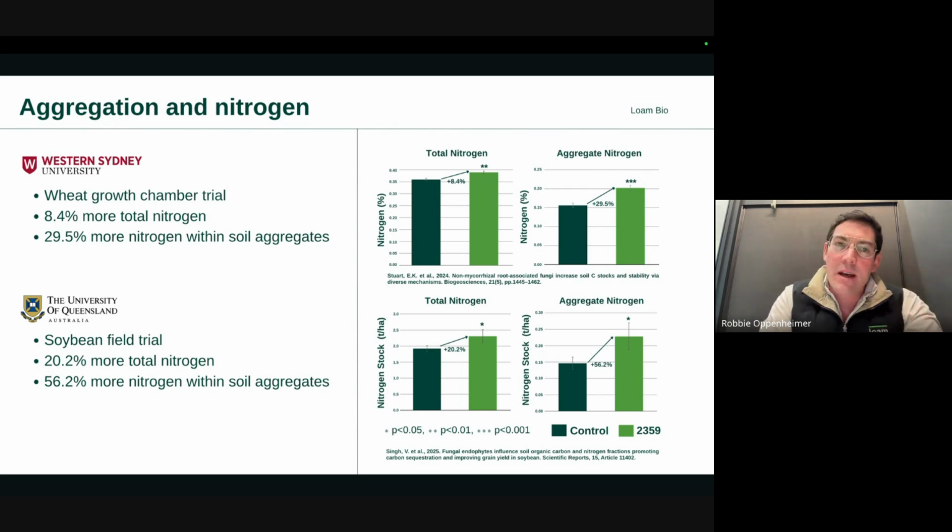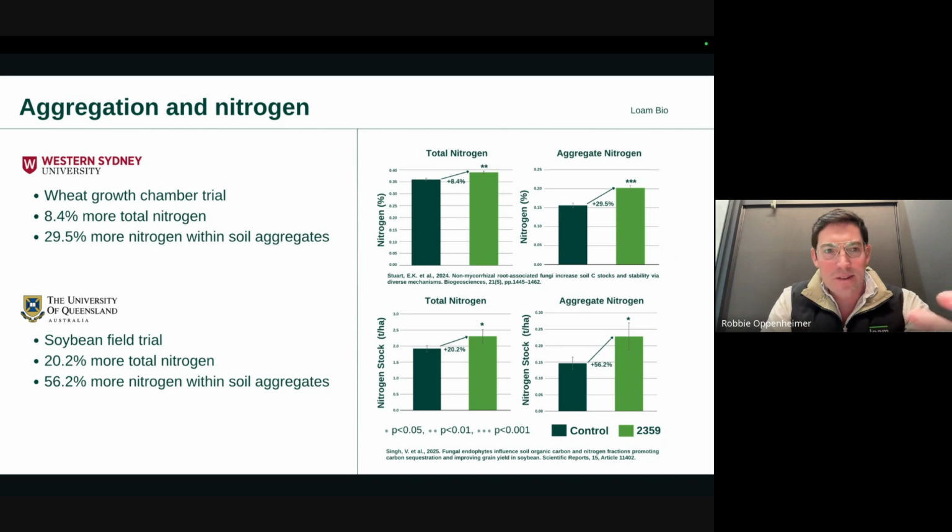What's actually really interesting about this specific trial is that it started off at 0.39% nitrogen. So just so everyone's on the same page, the initial conditions for this growth chamber trial were actually up here. It lost nitrogen in the uninoculated control and held on to nitrogen in the 2359 treated pots. How did it hold on to more nitrogen? Because there's more nitrogen in aggregates, where it is less easily lost through respiration and leaching.